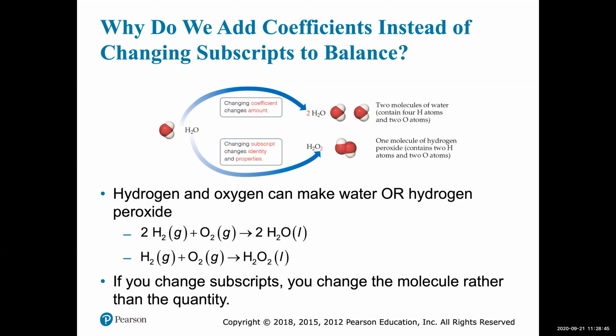The coefficients on the front just change how much is there. So how many molecules are there, or how many moles are there, or things like that. It doesn't impact what the molecule is. So that's important to remember. When you go to balance equations, once you know what that equation is from a chemistry reaction perspective, you can't change the subscripts, because then you've changed the compounds that are in that reaction. We can only change the coefficients out front.